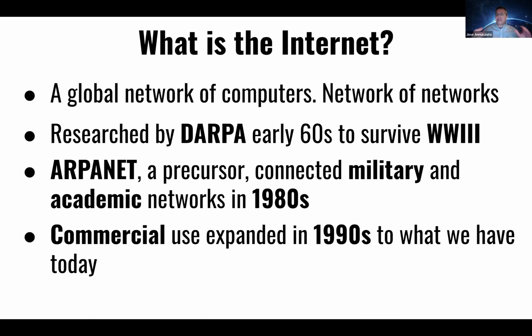And so in the 80s, ARPANET was one of the initial versions of the internet, which was entirely military. They started opening it up to academia, letting universities and research institutions all over the world connect to this network. So it was basically a network of networks, right?